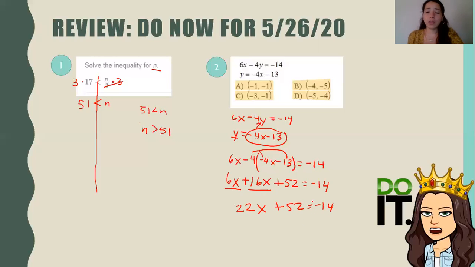And now we should definitely know what to do here because we're trying to get x by itself. So we like to do the line, subtract 52 on each side. That cancels out. 22x is equal to, and then I go, that's that. Divide each side by 22. And that means x is equal to negative 3.